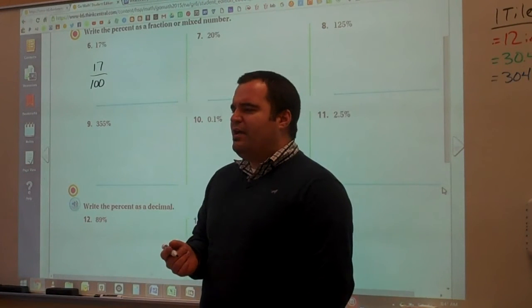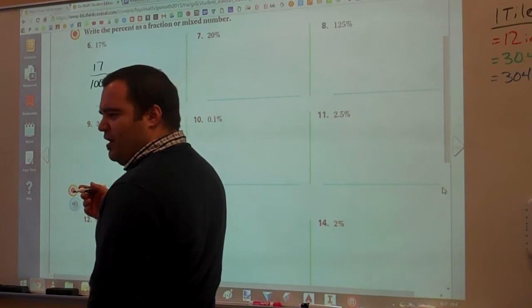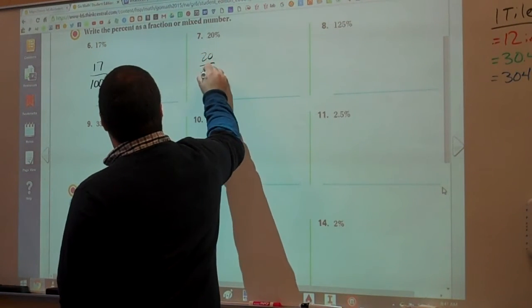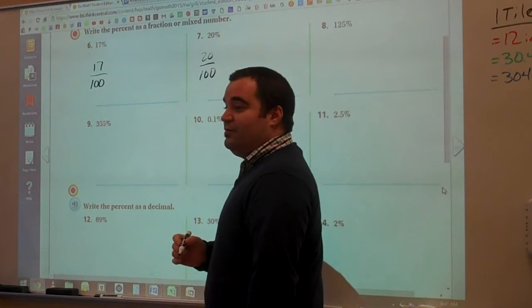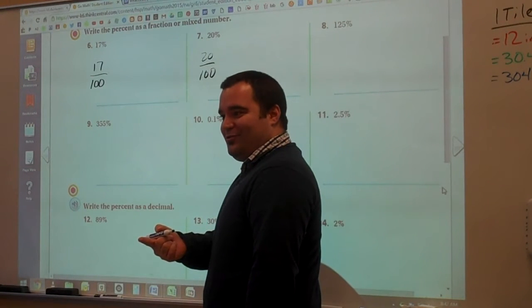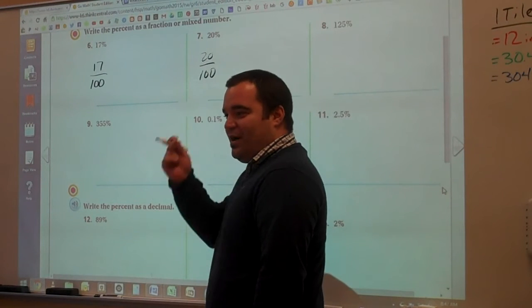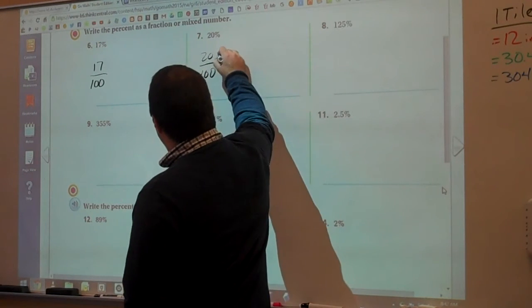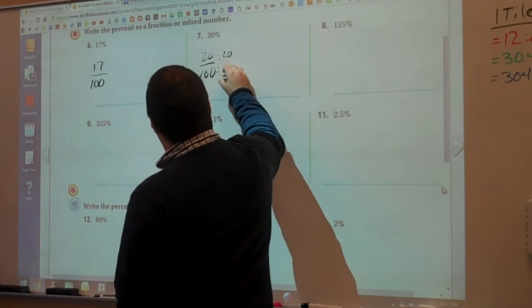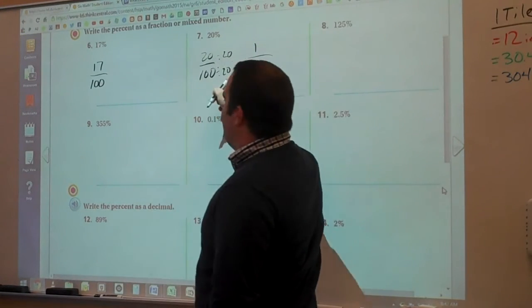No. 17 over 100 is reduced. 20%. Hey, we did this one too. Is 20 over 100? You can reduce it. Divide by 20. Take out a 20 from each of those. I'm thinking $20 bills. 20 divided by 20 is 1. 100 divided by 20 is?